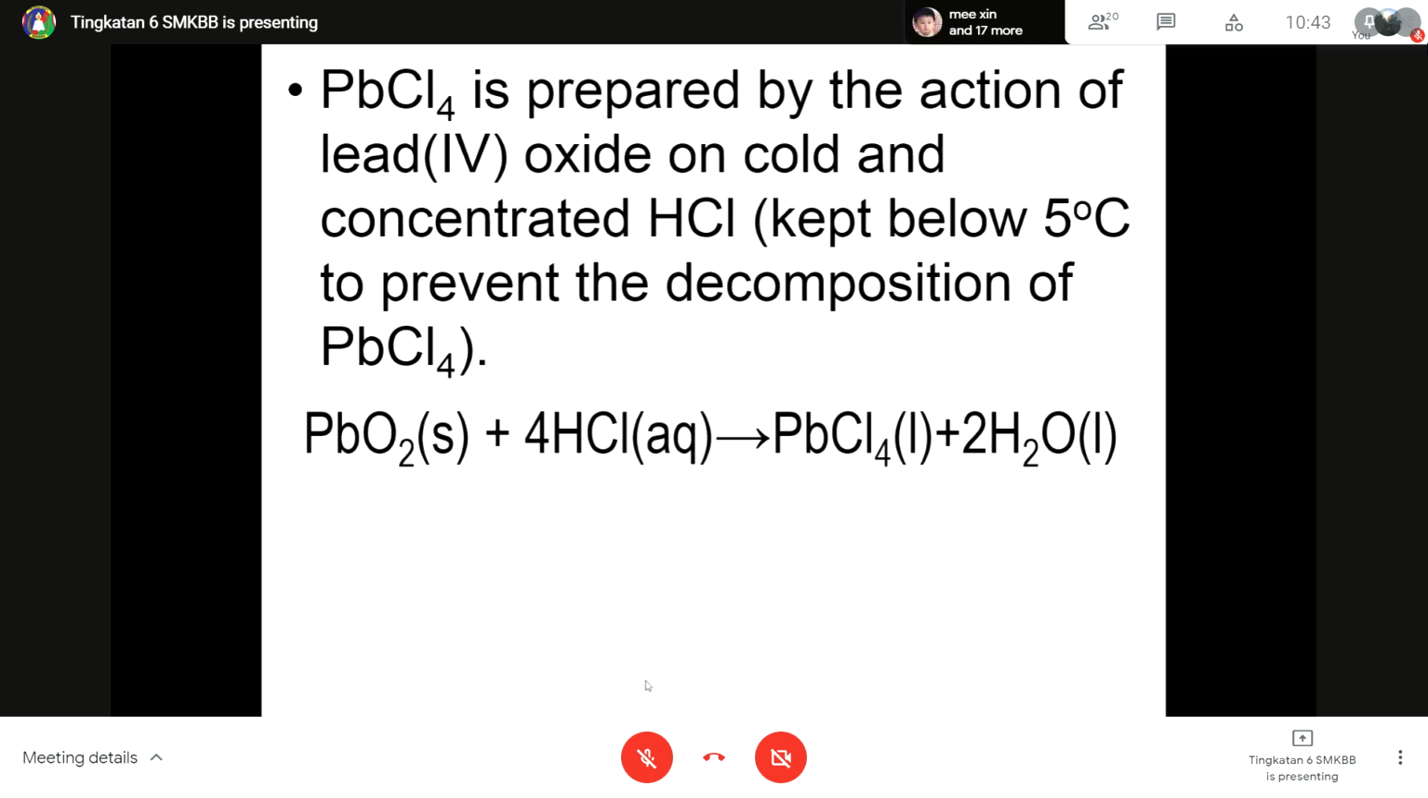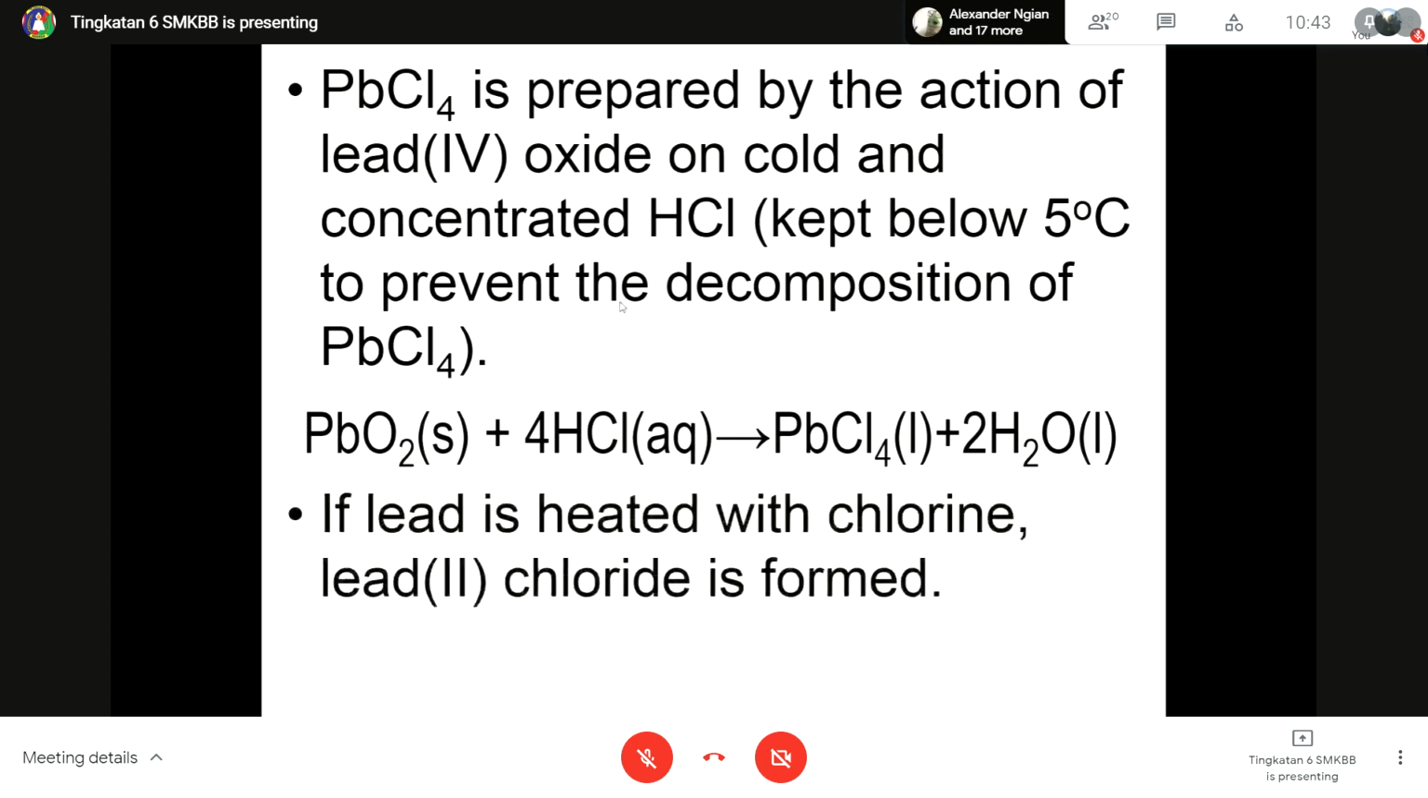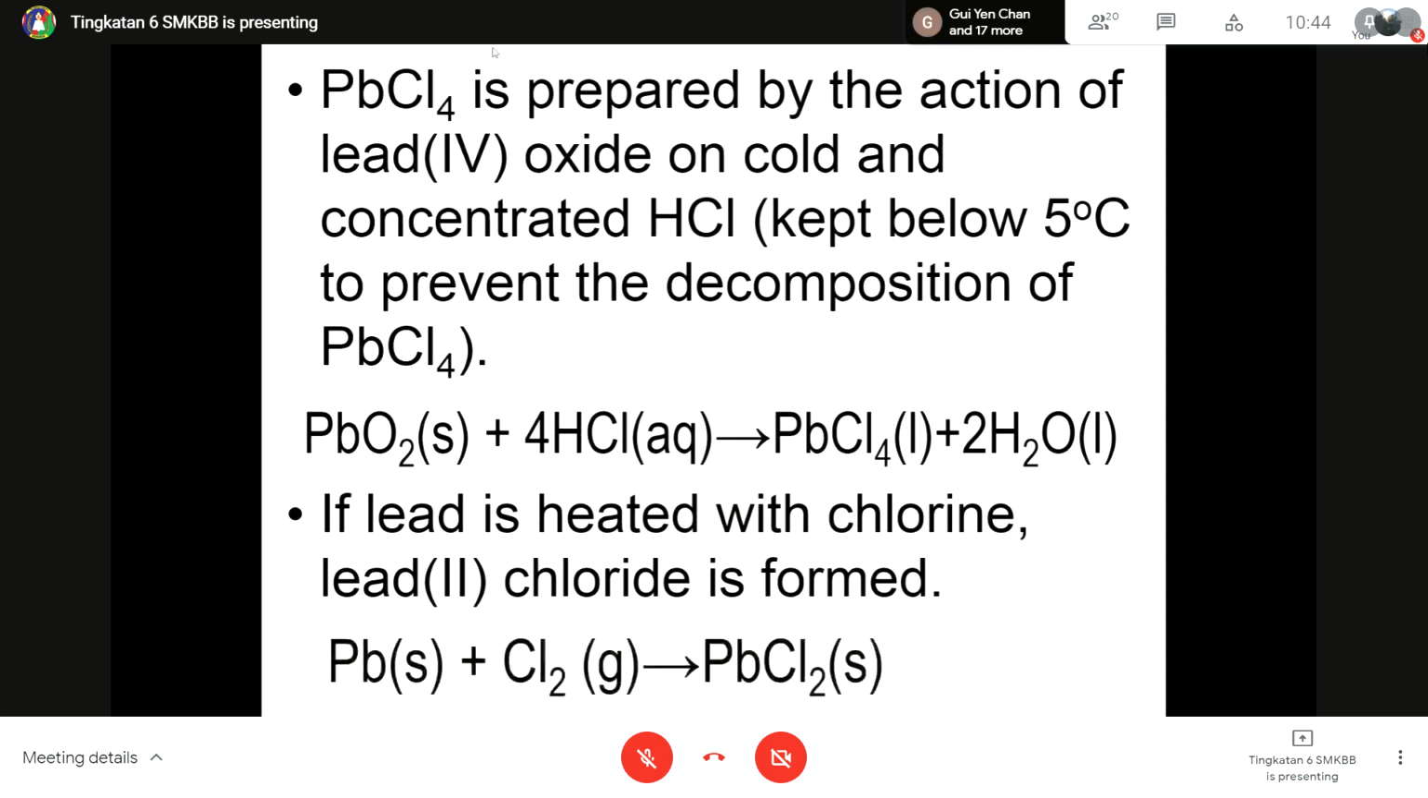Now, if you try to do it as with the other three, directly heating your lead with chlorine, you don't get PbCl4. You are going to get PbCl2, because the heating process means even if the product PbCl4 is formed, it will immediately decompose. So for the formation of tetrachlorides, among the 5 members in group 14, the top and the ending ones go through different chemical reactions, because you cannot go for direct combination.